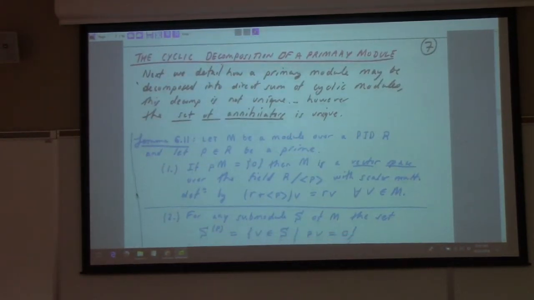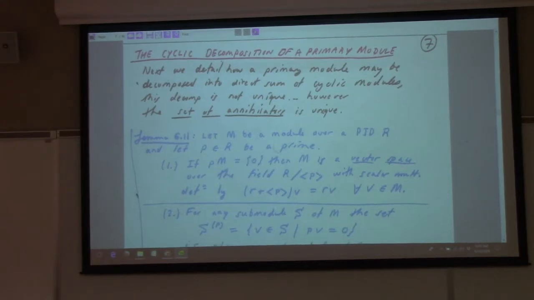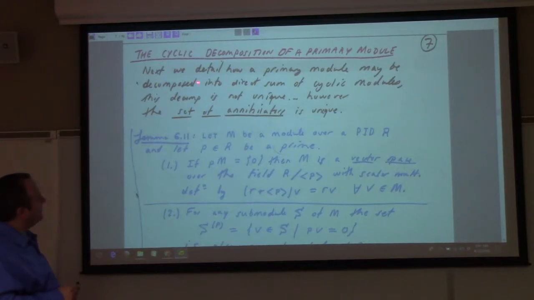So once you have that, you might say, well, that's nice, but I want to cut it more finely. Well, then what you can do is take these primary components and cut them down further. And so this is the detail of how we take a primary module and decompose it into a direct sum of cyclic modules. This decomposition is not unique. However, the set of annihilators is unique. So here we go. This is a lemma which he needs.